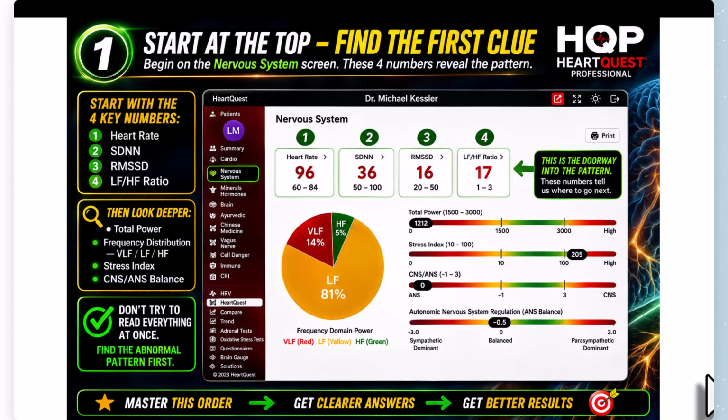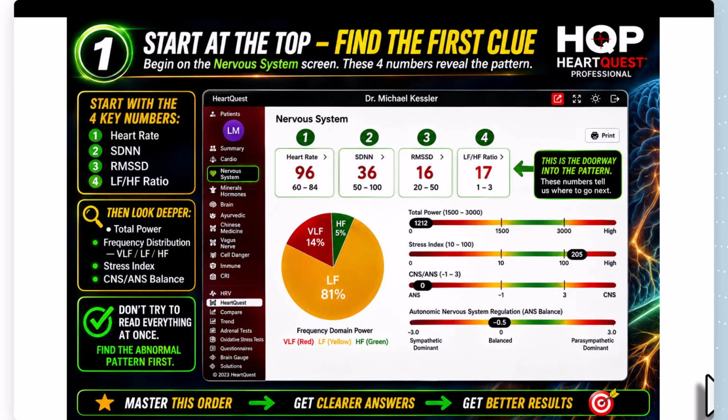The SDNN is 36. It's a little low, and that has to do with our ability to respond and adapt. Actually, the autonomic nervous system's ability to respond and adapt and change when change is necessary. And so our ability to adapt is a little bit off.